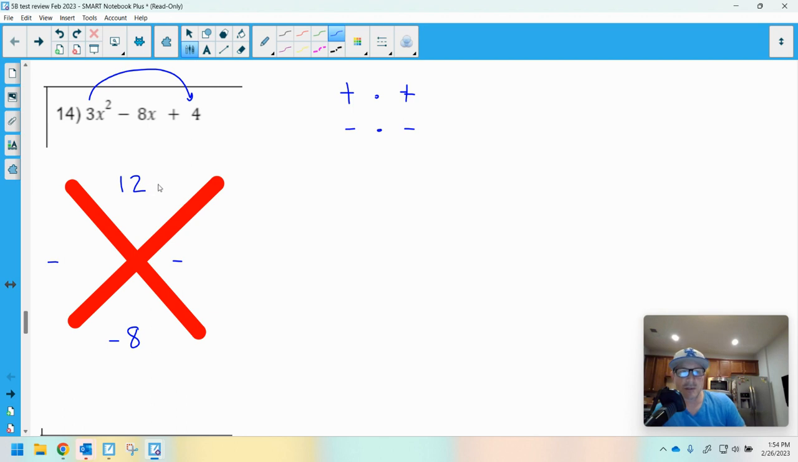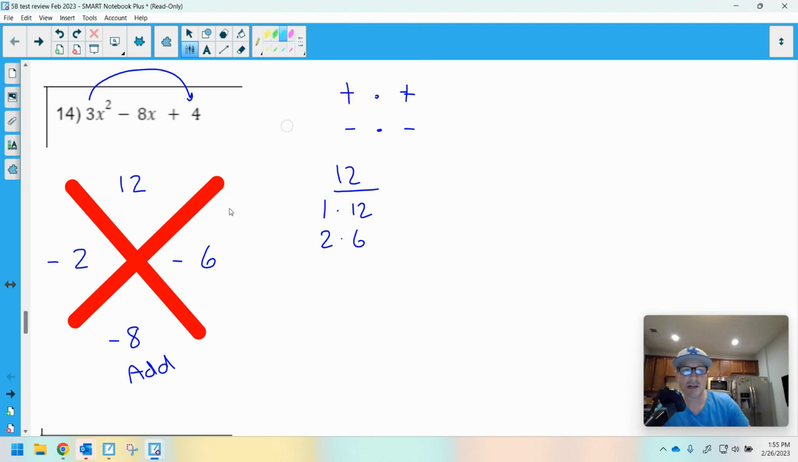So let's look for two numbers that multiply to 12. And because the signs are the same along the sides of the x, they will add to 8. So let's get the factors of 12. What multiplies to 12? We'll start with 1. 1 times 12. Does that add up to 8? No. 2 times 6. Does that add up to 8? Sure does. So we have negative 2 and negative 6.